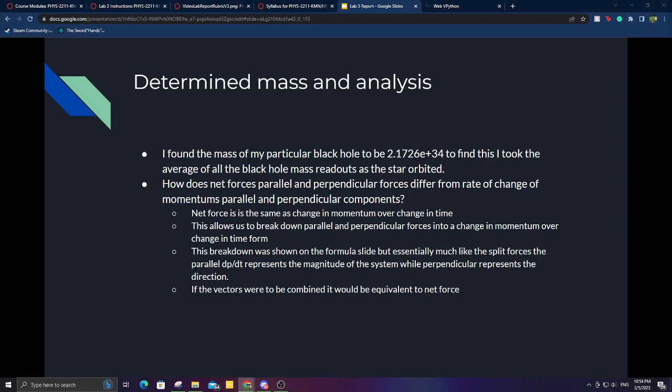Next, I want to discuss parallel and perpendicular forces. One way to look at a net force is as change in momentum over change in time. If net force can be broken into parallel and perpendicular forces, it is only logical that the same can be done to change in momentum over change in time. By doing this, we can find the components used in the previous slide. The component that represents parallel force represents magnitude and points in the same direction as momentum, while the other represents perpendicular force and represents the direction. If these two change in momentum over change in time vectors were to be combined, they would be equivalent to the net force. This once again shows that net force is equivalent to change in momentum over change in time, no matter if it's split into parallel or perpendicular forces.